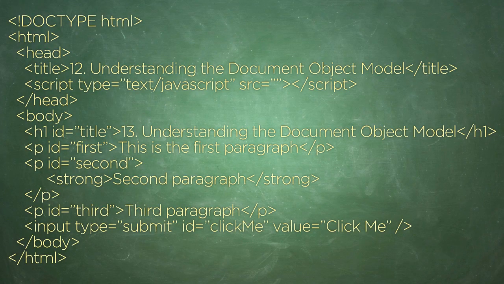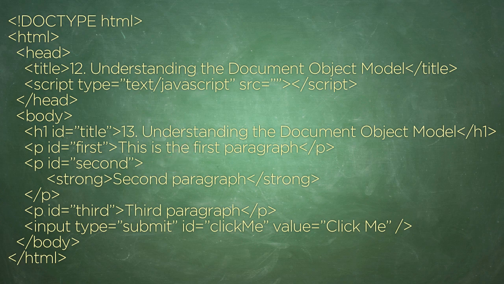So here we have a simple document with a header and a couple of paragraphs. I just want to call your attention to the header one that has some text in it, and then also to the paragraph that has an ID of second. It also contains a child element of strong, and then within it, it has some literal text, second paragraph.